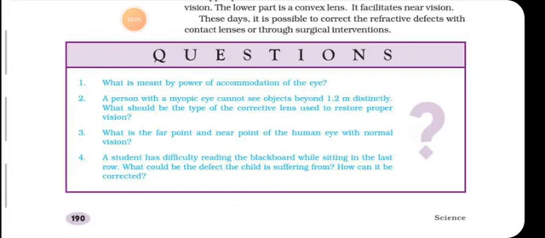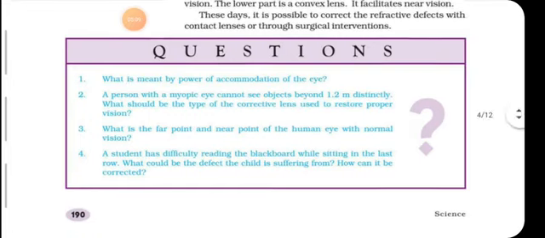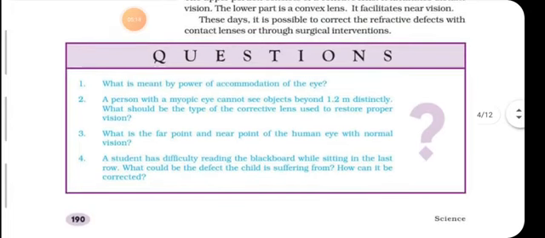Fine, students. What is the far point and the near point of the human eye with a normal vision? See students, the far point will be infinity for an individual and the near point will be 25 centimeters. So the normal distant vision lies between 25 centimeters to infinity.